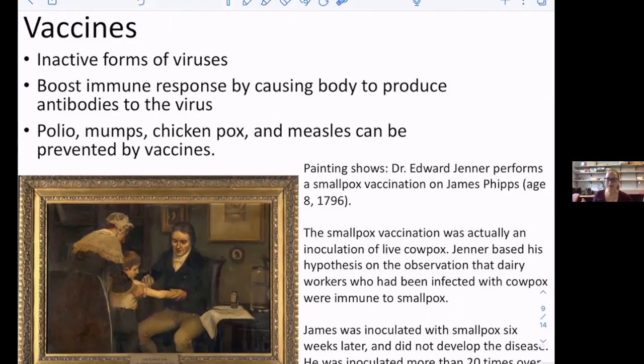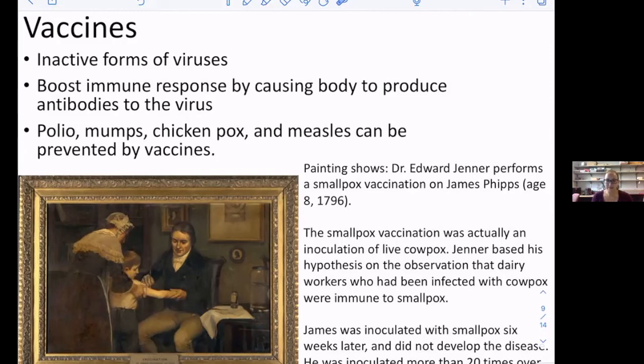It's more like the common cold versus the current coronavirus. They have similar symptoms, but that one is a lot more mild. Coronavirus, COVID-19, could technically be more mild in some cases, but it also could be deadly. But cowpox was very mild.